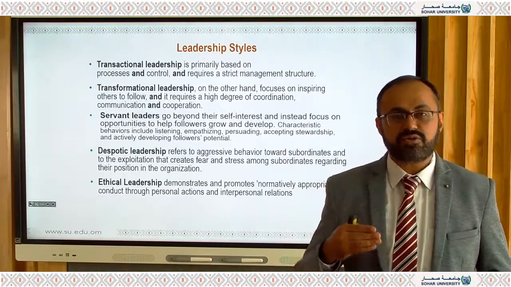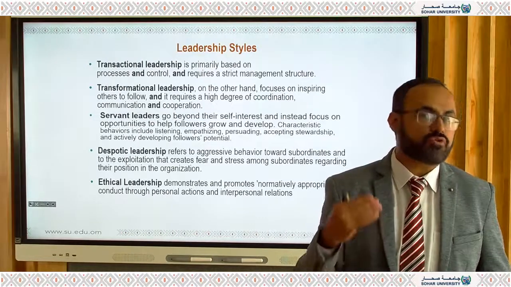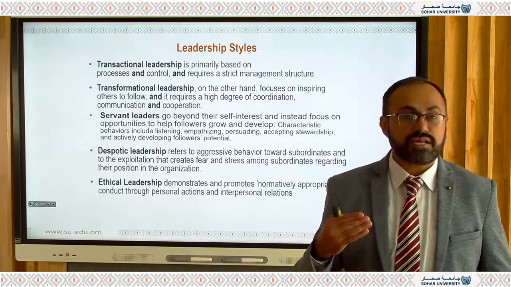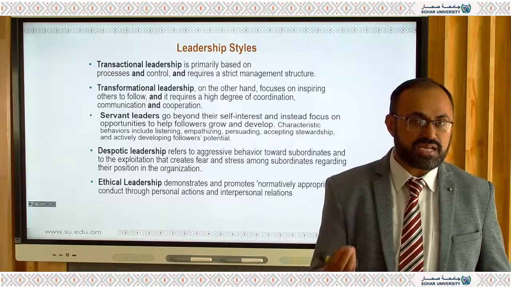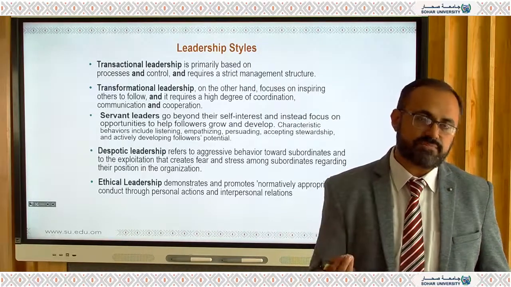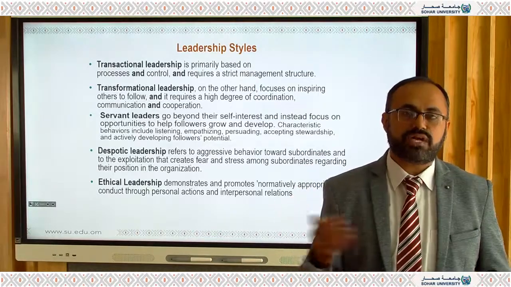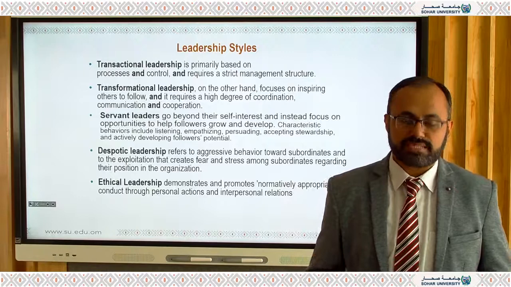You think that you are now in your 50s or 55 and you are going to retire here, and you need to develop some leaders so that this organization should get a good leader. So then you adopt servant leadership. In this situation you push the employees and you try to prepare them for the next leadership task.